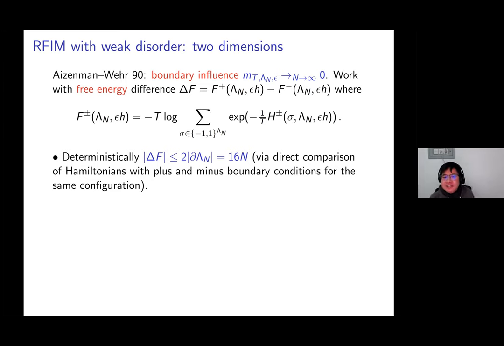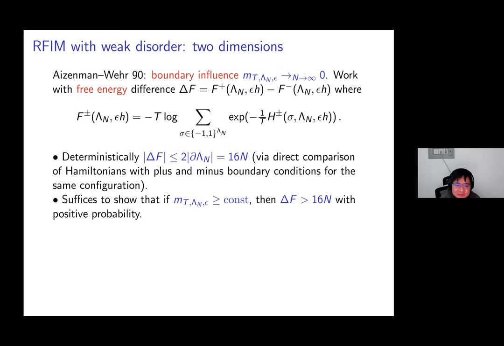So the first observation is that deterministically, this free energy difference is bounded by twice the size of the boundary, which is say 16 times n. And this can be done using short arguments, a few lines, and it's also a straightforward comparison of Hamiltonians for the same configuration with plus and minus boundary condition. And this gives you this upper bound, which holds deterministically.